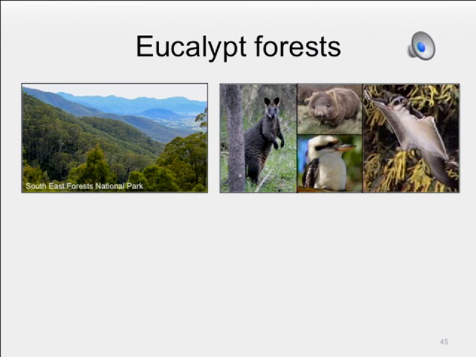Eucalypt forests are home to some really marvelous wildlife. So when we're out at wog-wog, we might see all these animals, wallabies and wombats, gliders and kookaburras. And in fact, when you go to wog-wog, you don't need to worry about an alarm clock, because every morning the kookaburras at the crack of dawn sound like this.